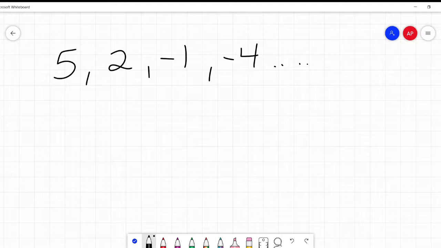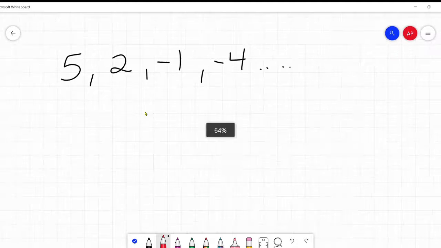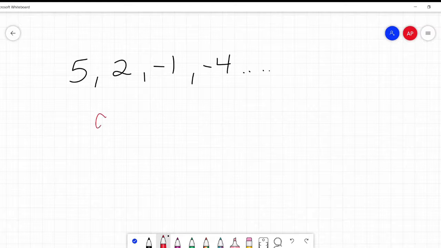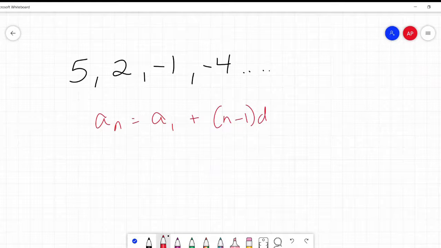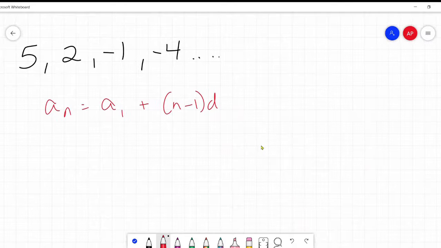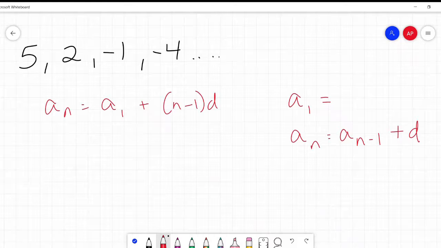Well, here are our 2 little templates that we have to work with. Our standard one is a sub 1 plus n minus 1 times d. And we also have the recursive version, where we have to write a sub 1 and then a sub n equals a sub n minus 1 plus d.